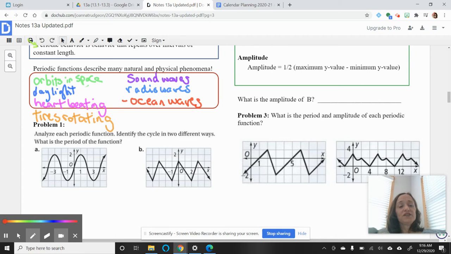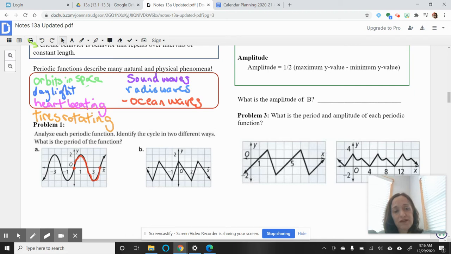Problem 1 says, to analyze each periodic function, identify the cycle in 2 different ways. What is the period of the function? The period is the x distance, how long it takes to repeat itself. I can start from here and go all the way along here, and it starts repeating itself right here because it starts to go up again. So the period there is 4 units.